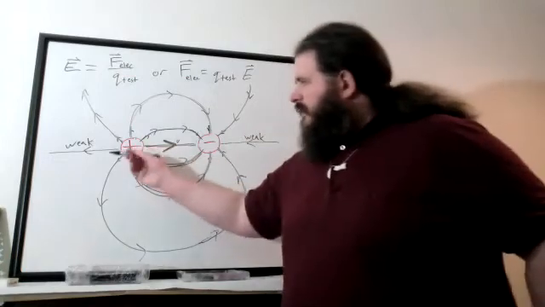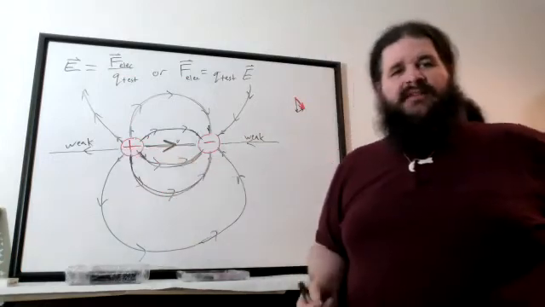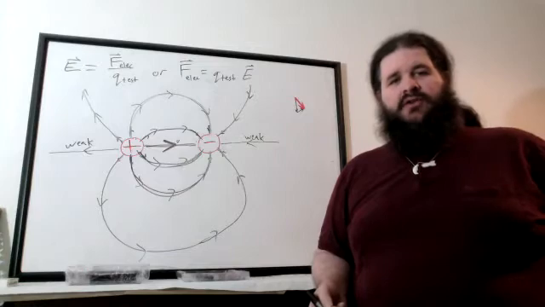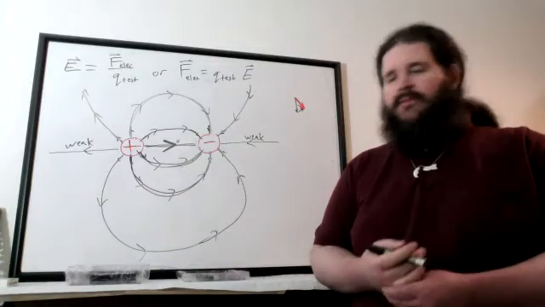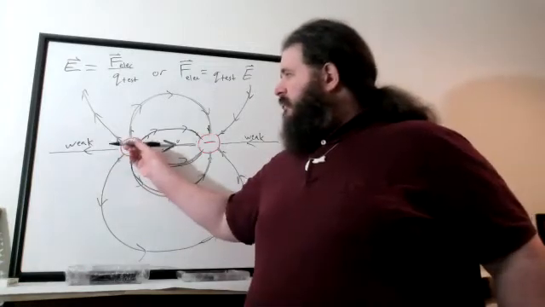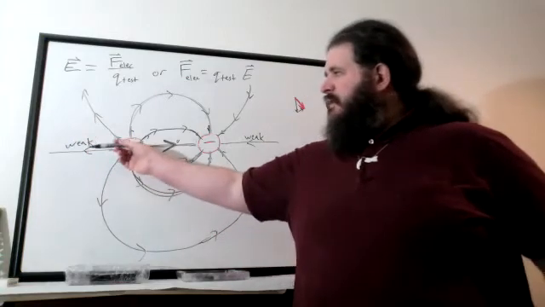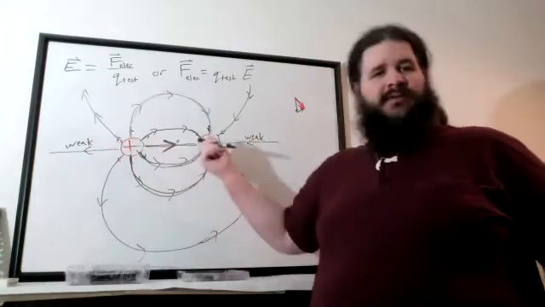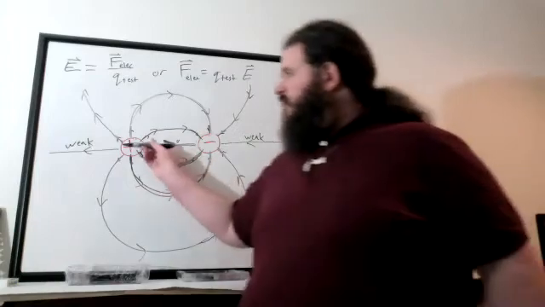And then this one, this is the one exception. Usually we expect every field line to start at a positive source charge and end at a negative source charge if possible. This one though, since it's perfectly horizontal, it can't really bend up or down. Neither one gets influenced in those directions. It just goes straight out.